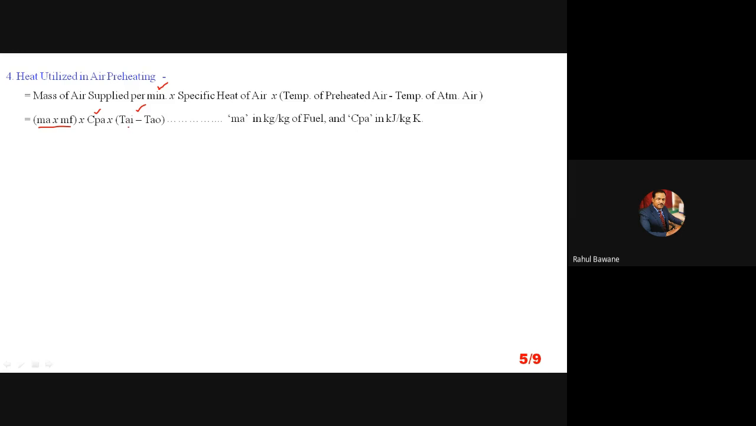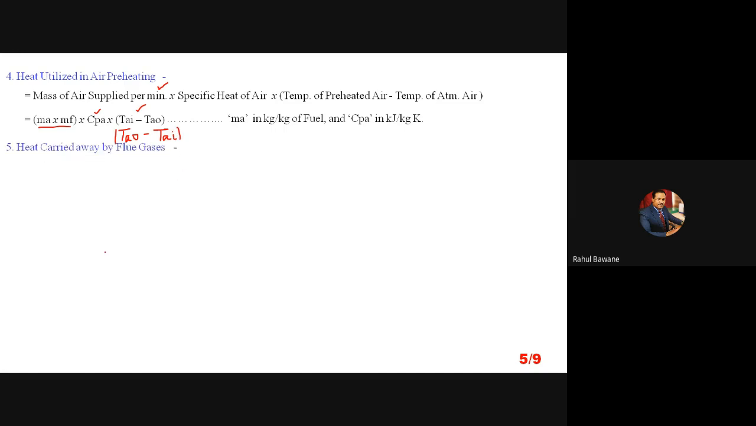To remove the negativity, we have to take higher minus lower. So TAO minus TAI. So we have to consider higher minus lower, so negativity will be removed. So temperature will be higher minus lower. So MA multiplied by MF into specific heat into temperature change.